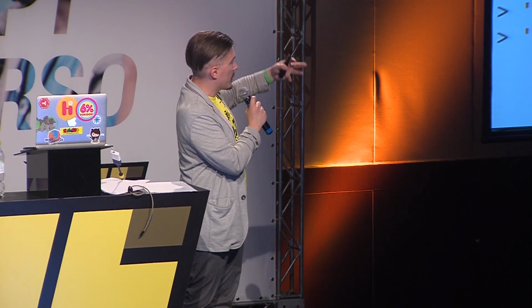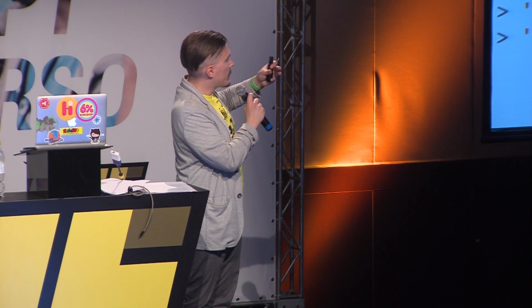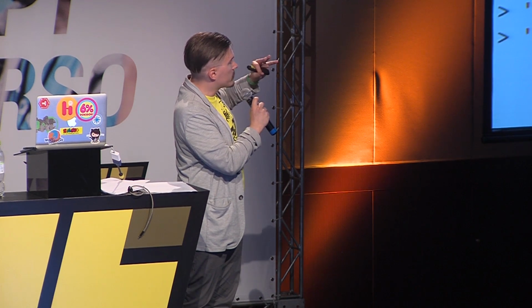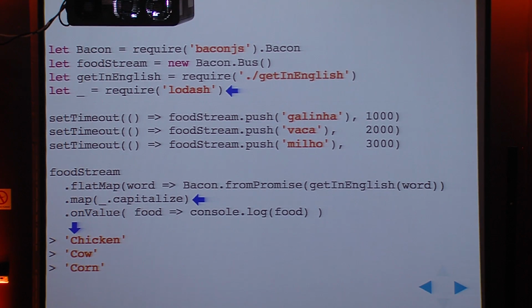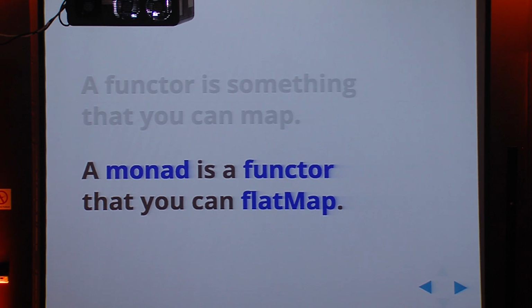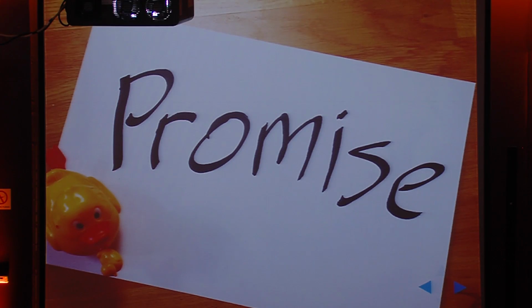So again here, flatMap is just like map, except that flatMap does not expect the mapper to return a value. Instead, it expects the mapper to return a functor containing the value, and flatMap will then take that functor, flatten it, and return a new stream with those results. So a monad is a functor that you can flatMap. So we talked about the stream monad, and I promised you at the beginning of this talk that we would talk about the promise monad.